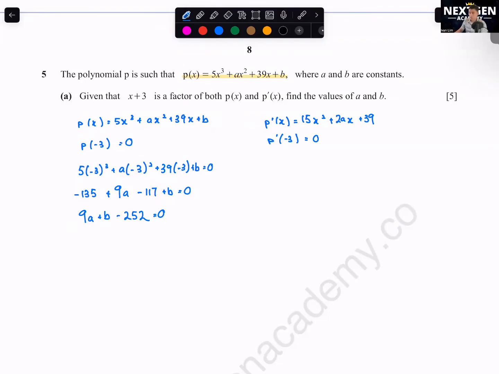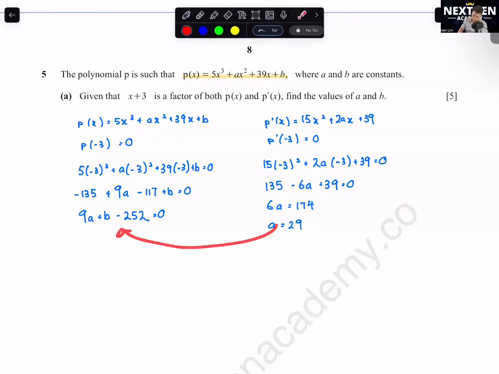We do the p prime one. 15 times negative 3 squared plus 2a negative 3 plus 39 equals to 0. Okay, this one we will get here 135 minus 6a plus 39 equals to 0. Okay, this one, you only got a, so I can straight away find the a. 6a equals to 174. A is equals to 29.